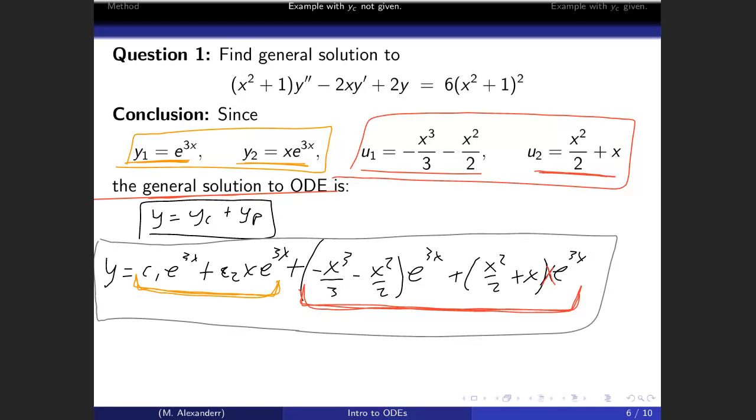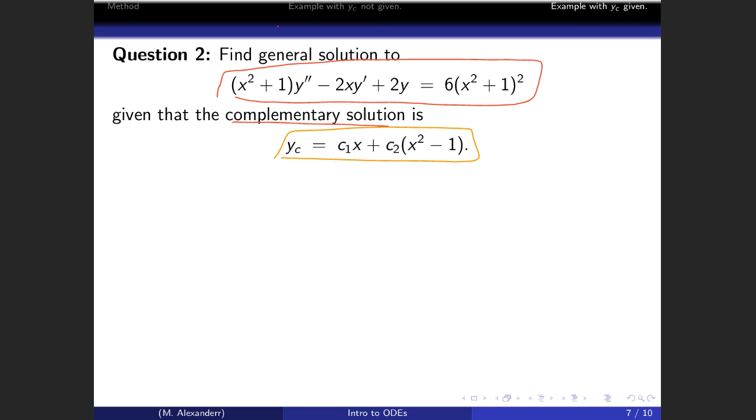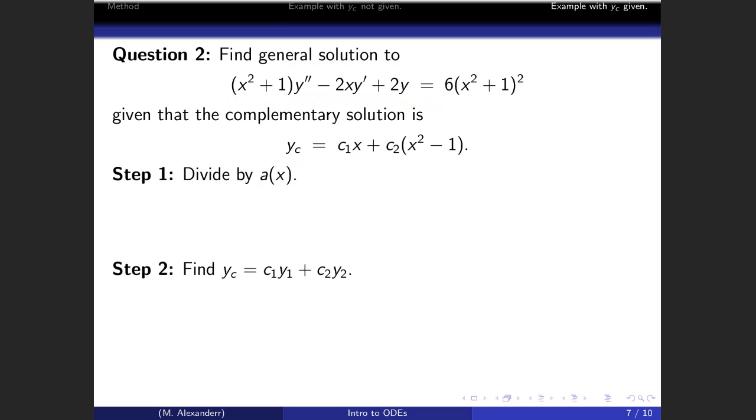Now I want to give you another example where the problem gives you information from the very beginning. What that means is the following. Here is the differential equation, and they are telling you that the complementary solution is already given to you, and they give you the formula for it. So technically you don't have to do steps 1 and 2, which I have here. Step number 1 is divide by A, and step number 2 is find the complementary solution, but you already have the complementary solution.